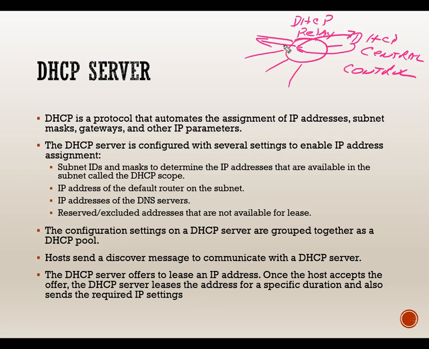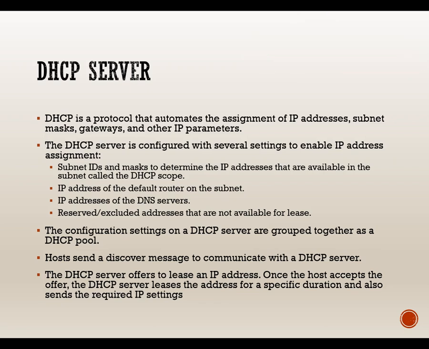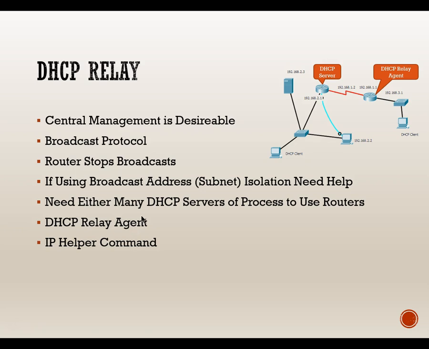So the process is the same, except we use the relay agent in order to relay the information from one to the other. The DHCP relay agent is there because central management is desirable, and DHCP is a broadcast protocol. The router stops broadcasts. If we're using a broadcast address and subnet isolation, then we're going to need help.